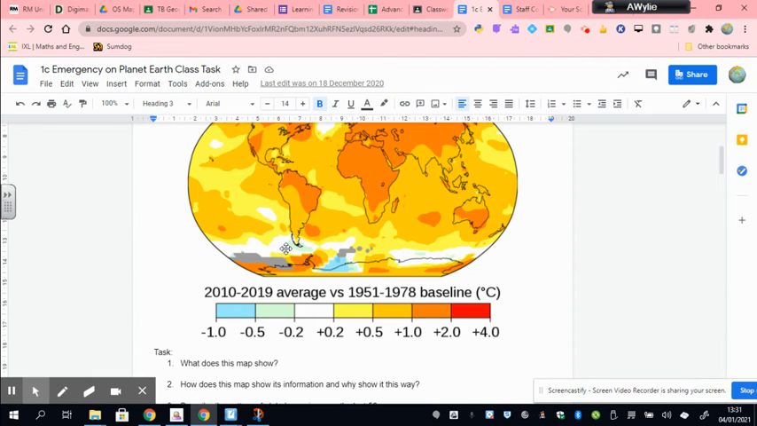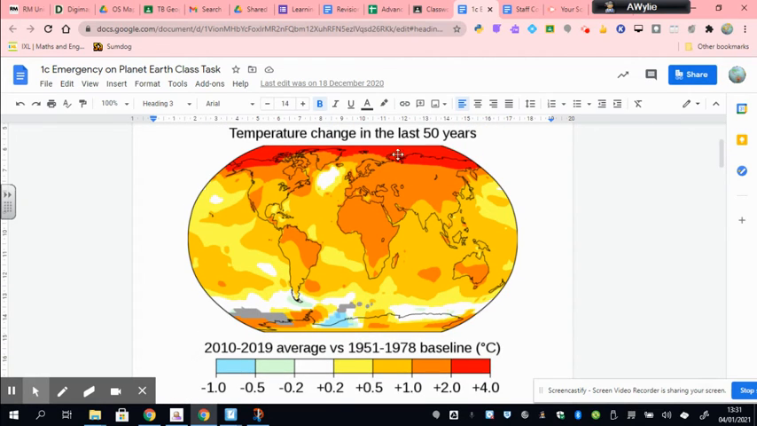Now, you'll notice a second ago when I was describing what we could see on the map that I was talking about how red is being used to show this area here, and we can see that this area here therefore is up to 4 degrees warmer than the long-term average. Okay, so the 1951 to 1978 average, what we call the baseline. So how would I describe that?